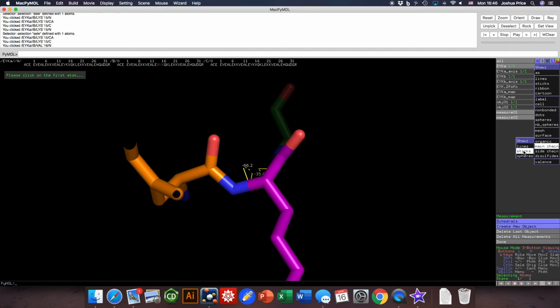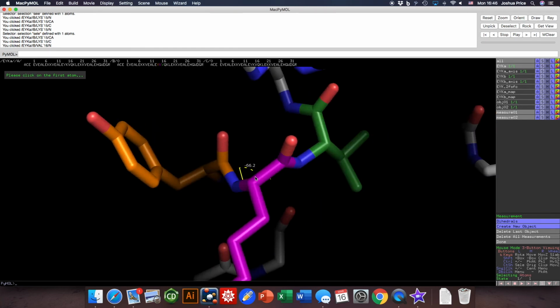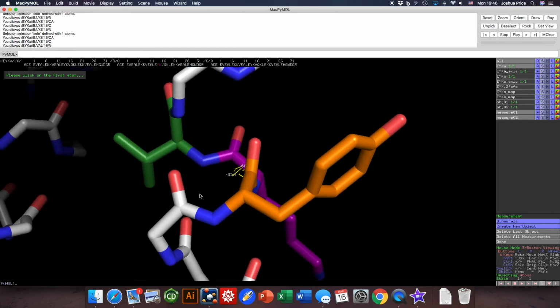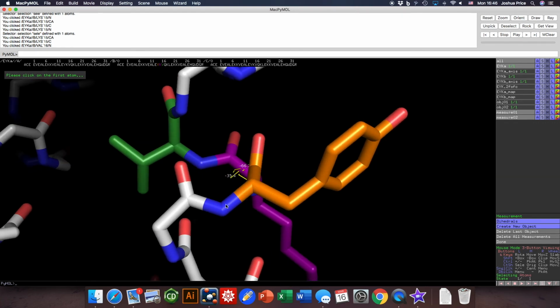So we can go through and do similar things for each of the amino acids in this peptide. And if we did that, let's just do the same thing for the orange amino acid. Let's look at rotation around the bond between amide nitrogen and alpha carbon.